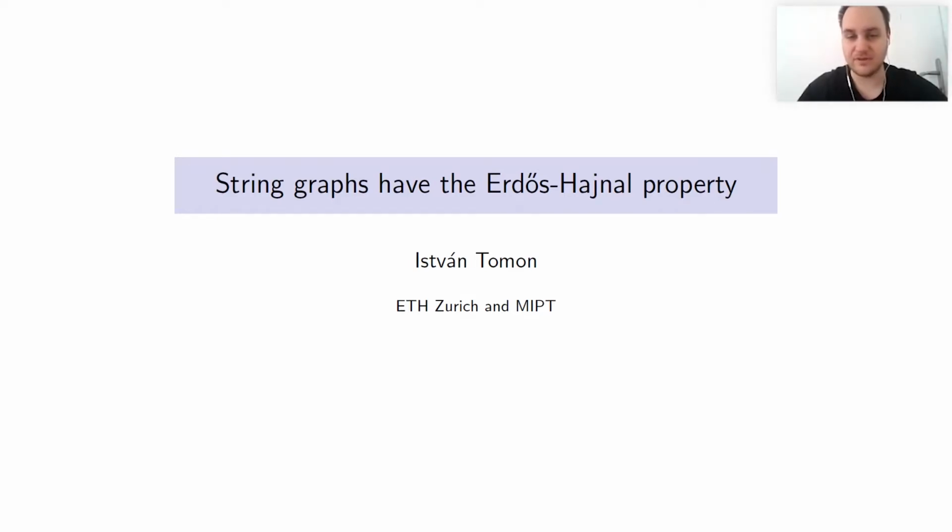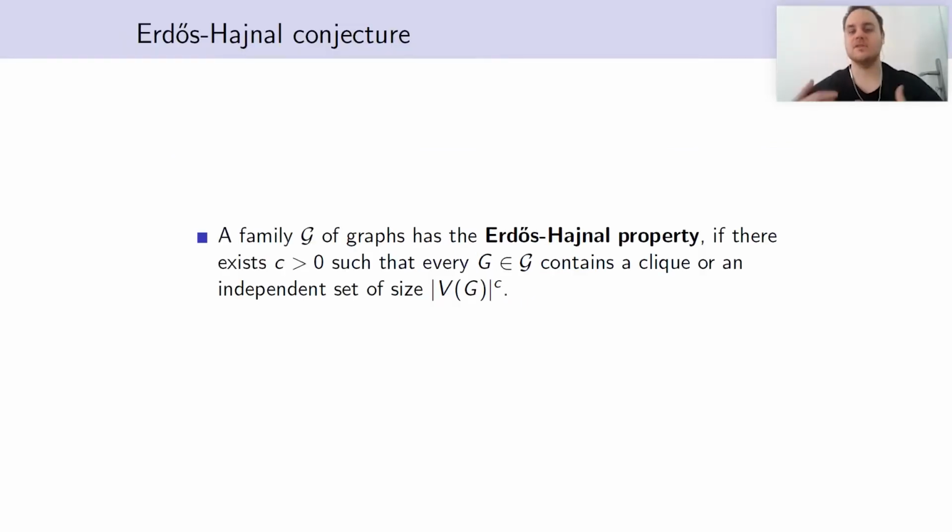Let me first describe what the Erdős-Hajnal property is. Given a family of graphs, we say that this family has the Erdős-Hajnal property if each member of this family contains either a polynomial-sized clique or a polynomial-sized independent set. Formally, there is some constant c such that each member on n vertices contains either a clique or an independent set of size at least n to the c.